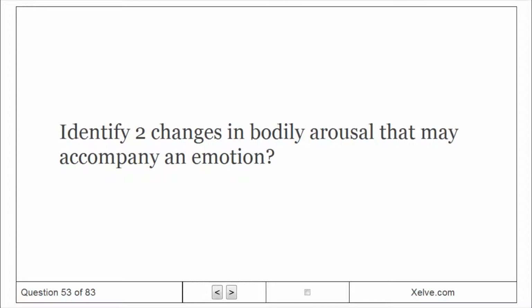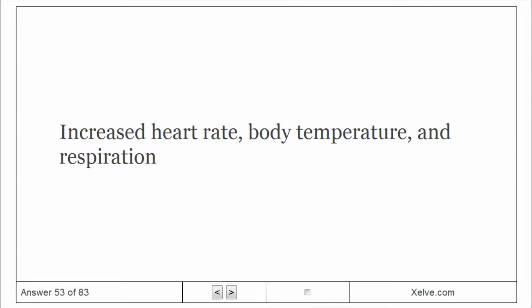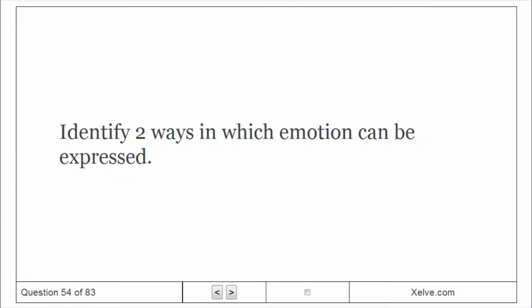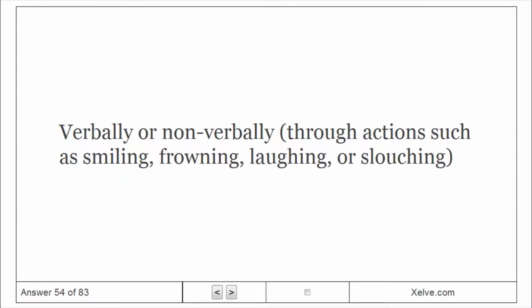Identify 2 changes in bodily arousal that may accompany an emotion. Increased heart rate, body temperature, and respiration. Identify 2 ways in which emotion can be expressed. Verbally or non-verbally.